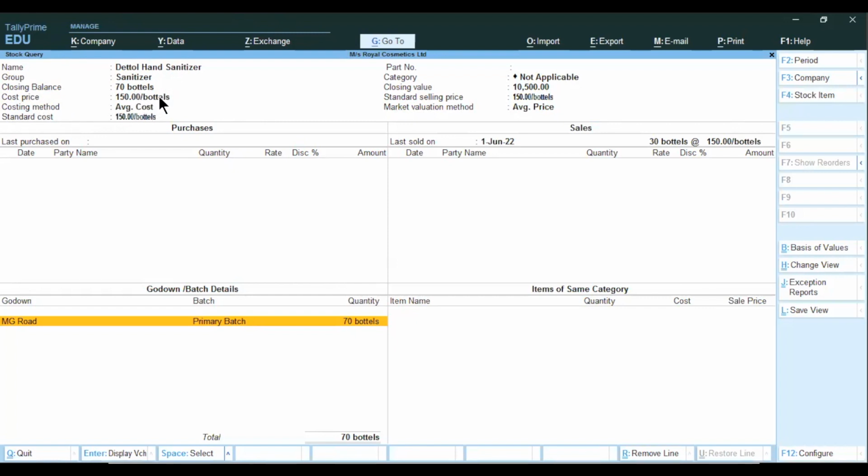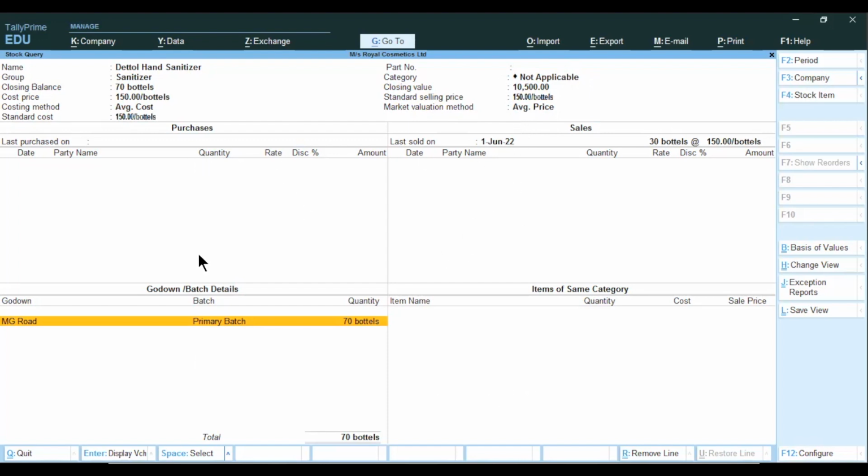The cost price means the cost of goods purchased. This is the cost price, and the costing method we use is the average cost method. Standard cost is 150. If you have given any information regarding part number or notes, everything will get displayed over here. As we have not created any category, it is not showing the closing value, the value of the stock using the average price method, and the standard selling price will be 150. As we have not entered any sales transaction, we don't have an updated selling price.